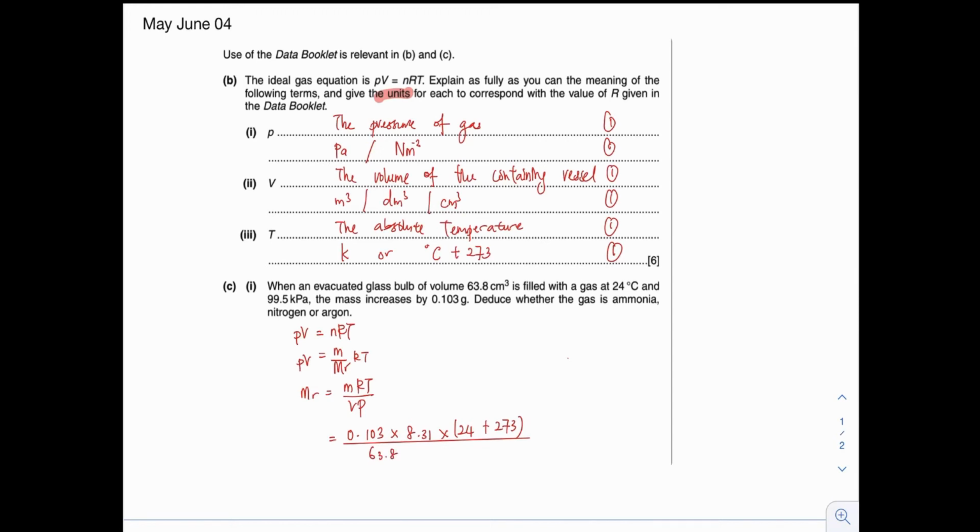63.8, and since it is in cm cube, we will have to change the unit to meter cube by multiplying with 10 to the power of -6. Multiply with the pressure, which is in the unit of kilopascal, so we need to change it to pascal. Therefore 99.5 multiplied with 10 to the power of 3. So you will get 40. If you check from the data booklet, the gas is argon, since argon has the MR of 40.